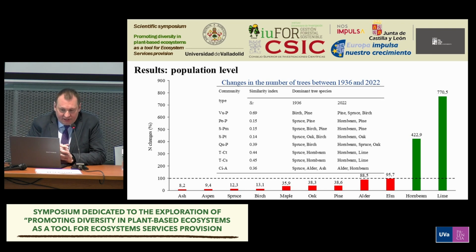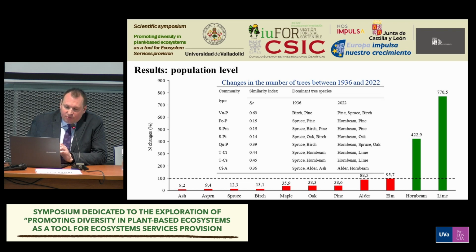And regarding the similarity test, this is the similarity index. In many cases, almost 85% are different than at the beginning of our observation at the beginning of the 20th century, if we compare with the recent census.